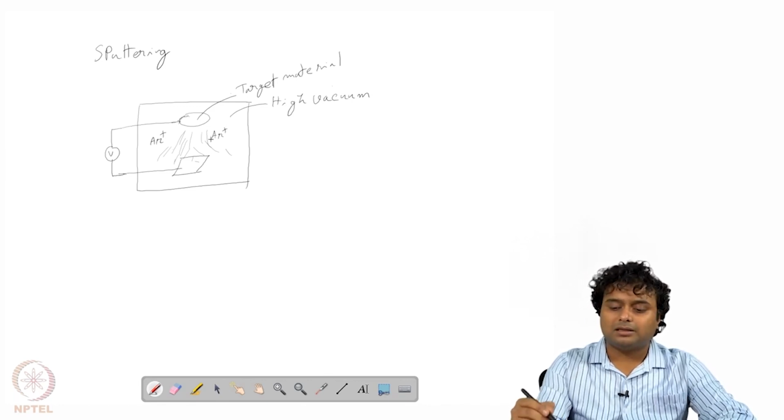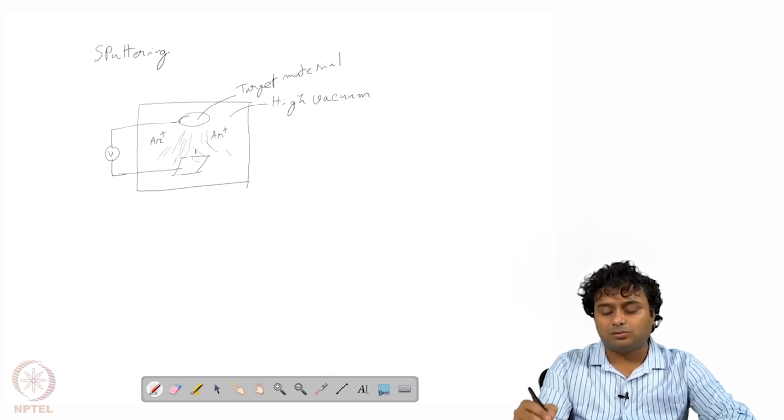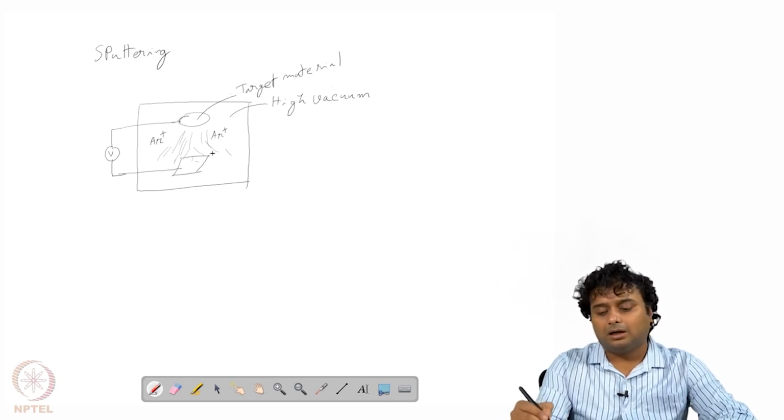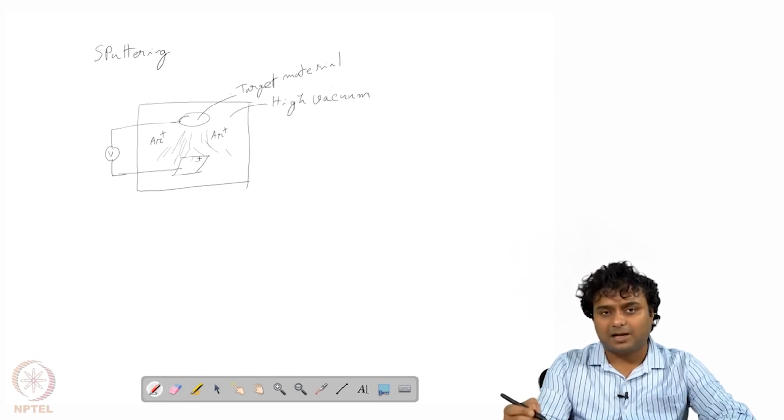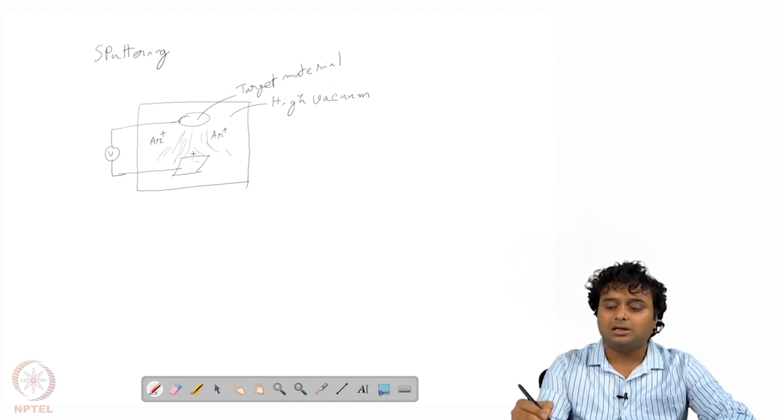Now in the real case, we actually use AC voltage, and we also use a magnetic field to control the movement of these argon plus ions, or to create the plasma. This is ionized gas, so it can be called plasma. There are different parameters like voltage, pressure, working distance, etc., with which we control the exact deposition rate as well as the deposition thickness on the sample.